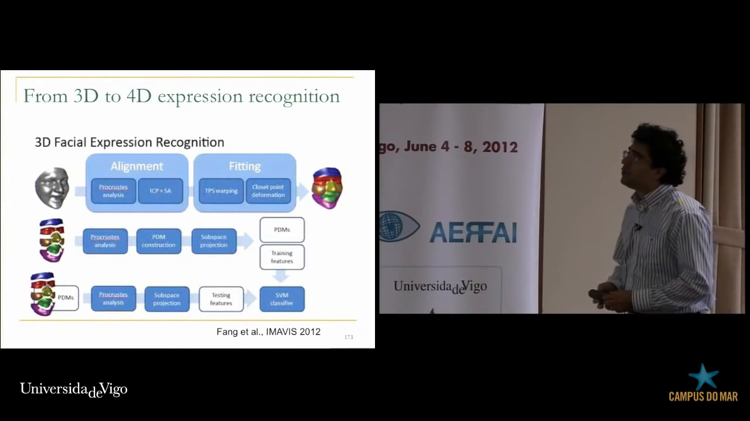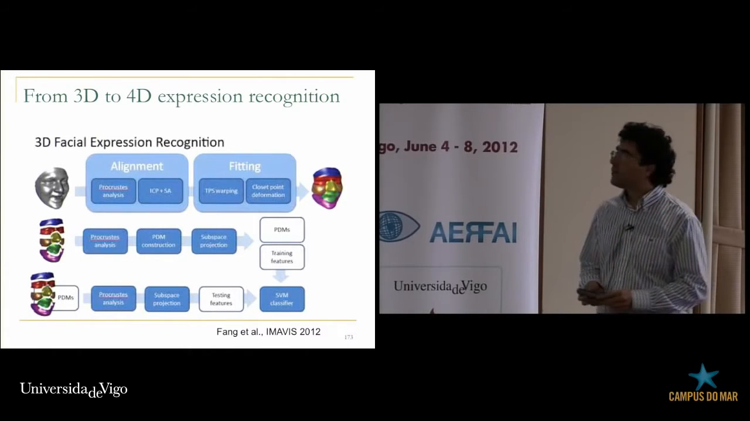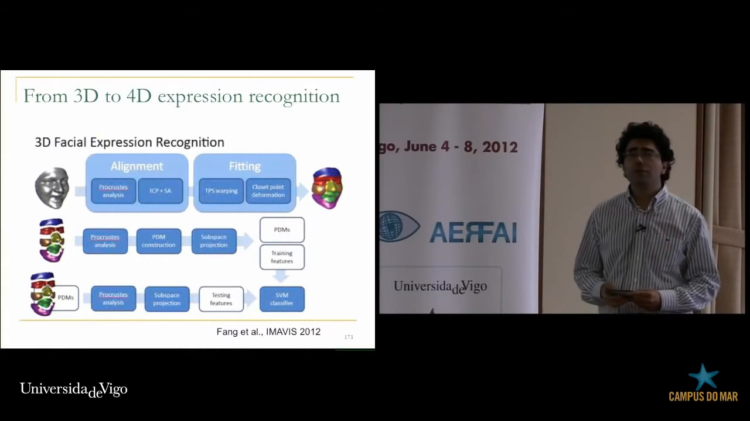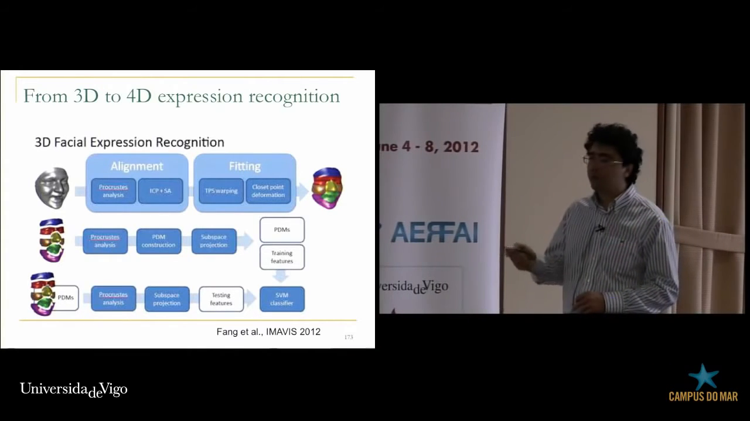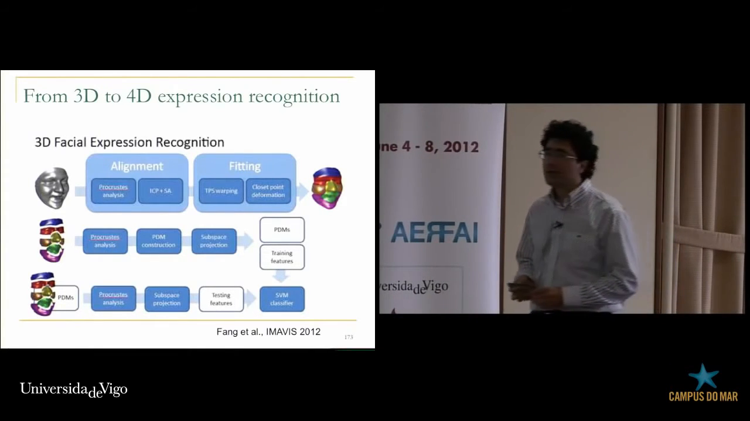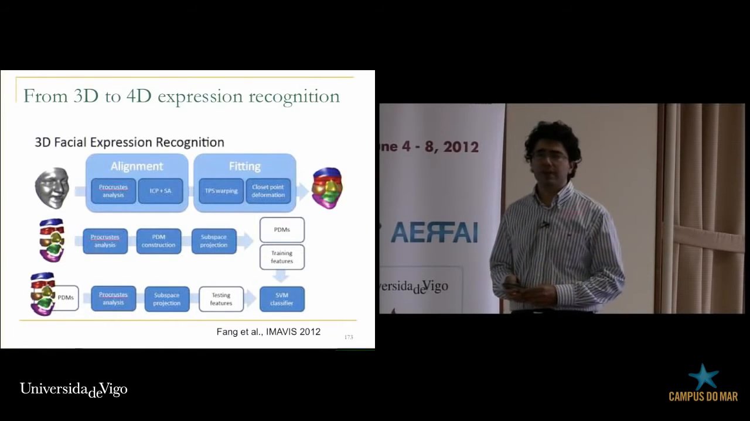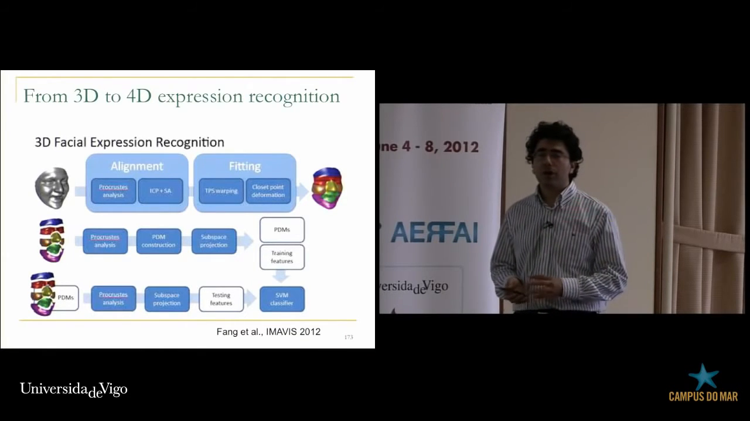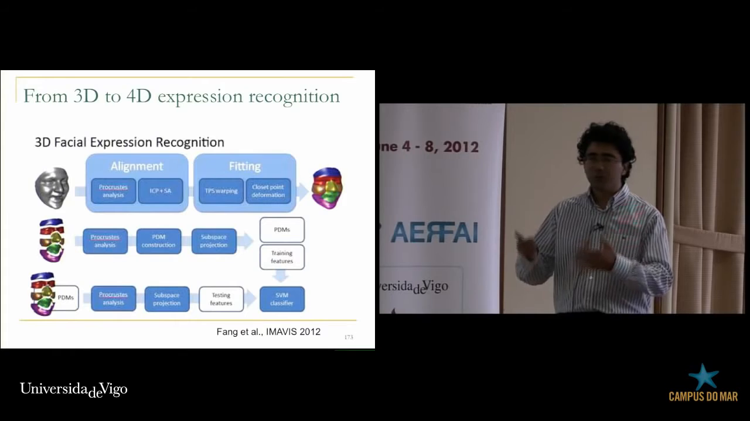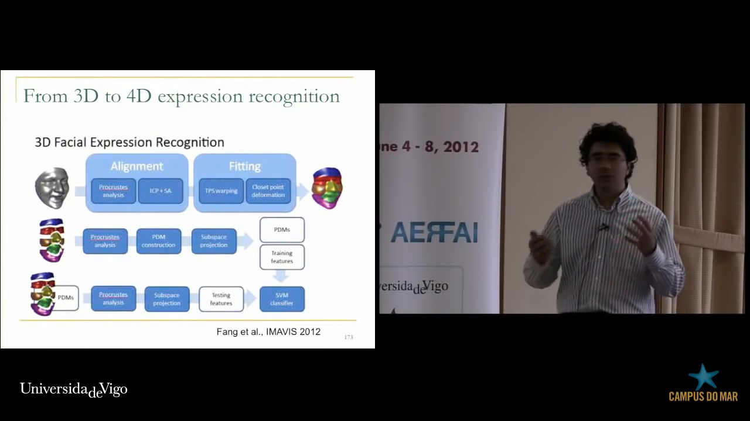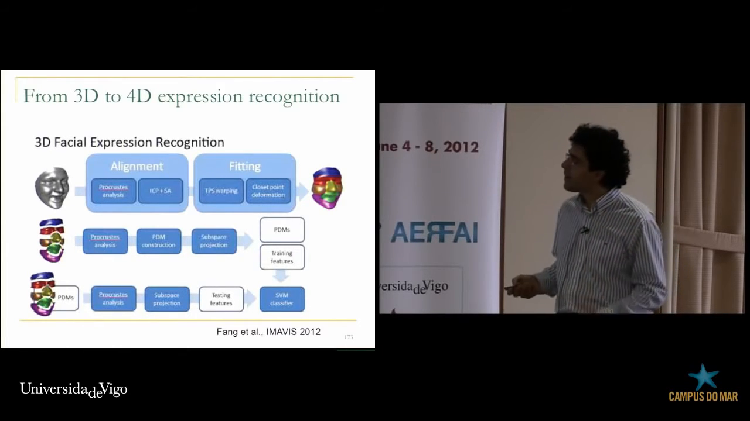From 3D to 4D, I don't have much to say on 4D because there are only a few 4D databases around still. 4D means when you have 3D with time. There are a few scanners that are really very expensive that can acquire 3D information at 25 frames per second. So you'll get 3D in time, and then you can do temporal processing.